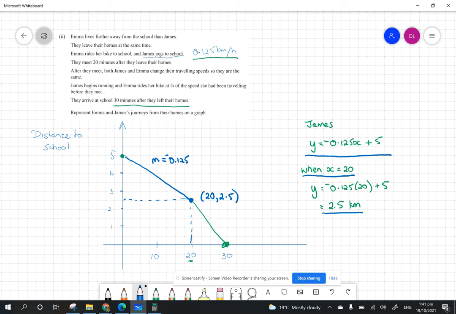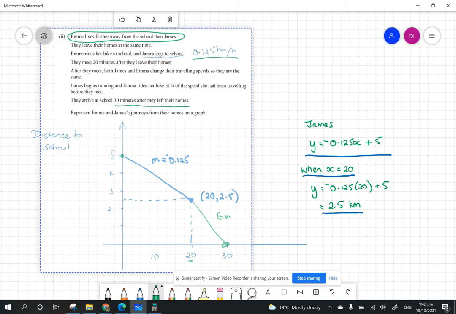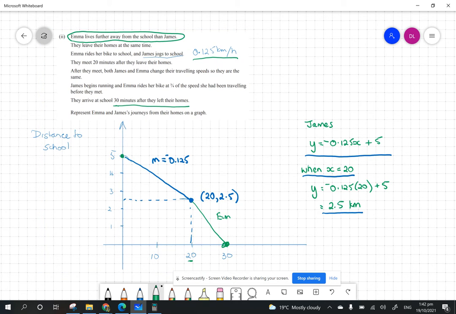So what are you also told? Emma rides a bike at 3/4 of the speed. So this gradient here, if this is Emma's gradient, it will be 3/4 of the speed that she had been travelling earlier. Emma is obviously further away from school, so it says up here, Emma is further away from school than James, so she will start further away from school. I have no idea where that one is, and she will actually continue down. So I'm going to make her red, and she will go down to here.